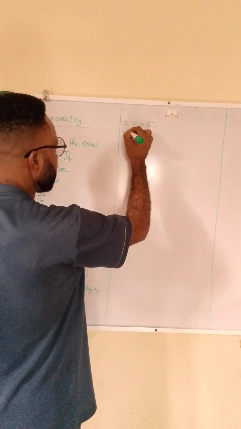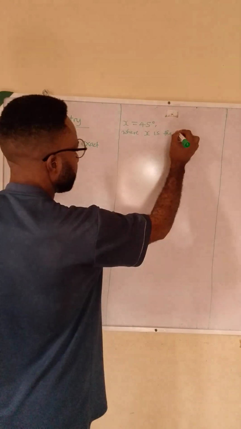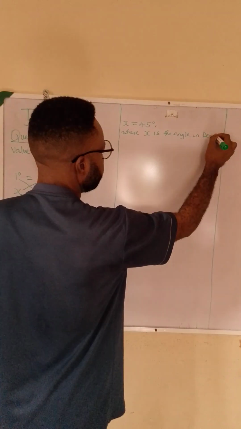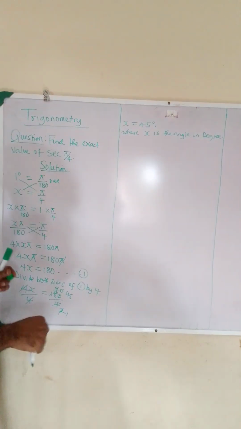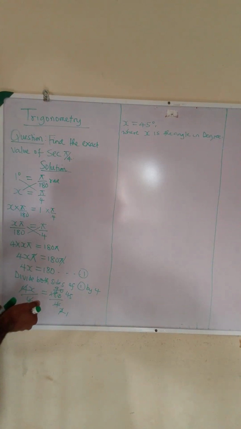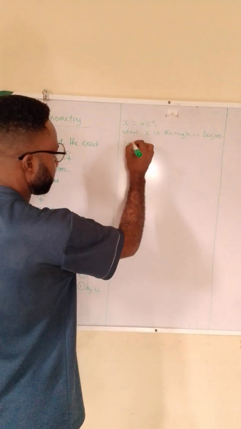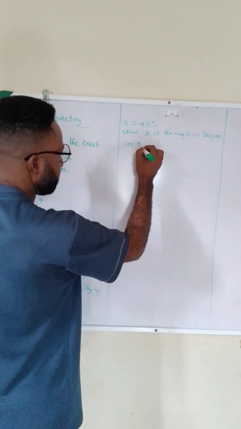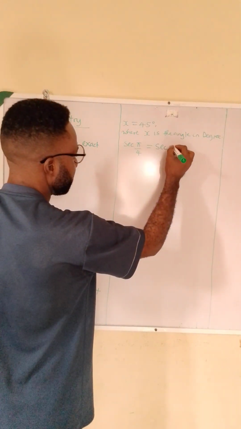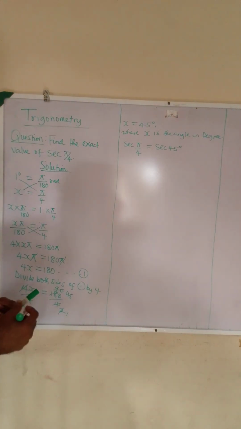And I can say where x is the angle in degrees. So now that we've converted sec pi over 4 from radian to degree, we can now say that sec pi over 4 is equal to sec 45 degrees. So we now have the value of sec in degrees.